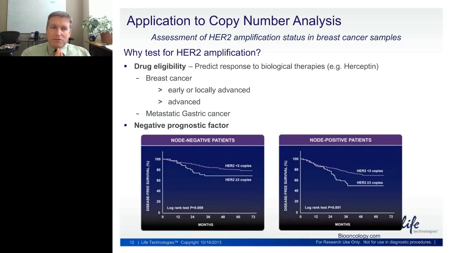And the ability to measure the amplification of HER2 is important because it allows us to see whether or not a patient is going to be able to respond to particular drug therapy like Herceptin. It might be an indicator of other types of cancers, like metastatic gastric cancers, which can also have HER2 amplification. And it can also be an indicator of the prognosis of the patient. So the more that HER2 is amplified, the poorer the prognosis of that patient is going to be. And of course, that's something we want to be able to communicate.